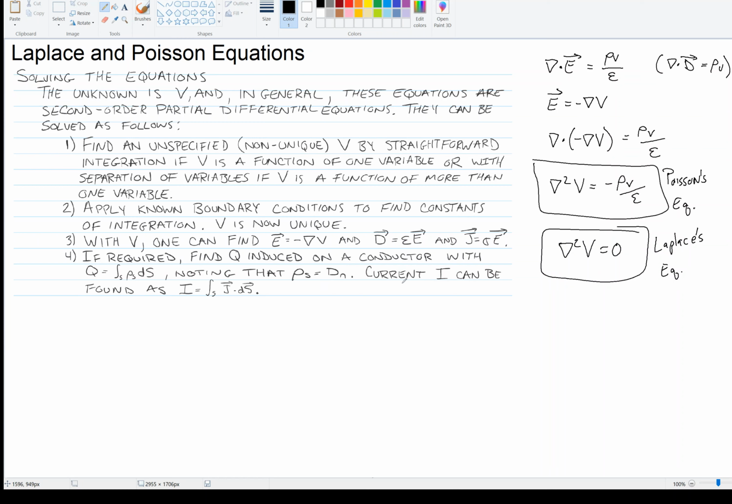And then the current in the conductor, I, can be found using the definition of I and current density by integrating the current density, the dot product of the current density with a differential surface area.